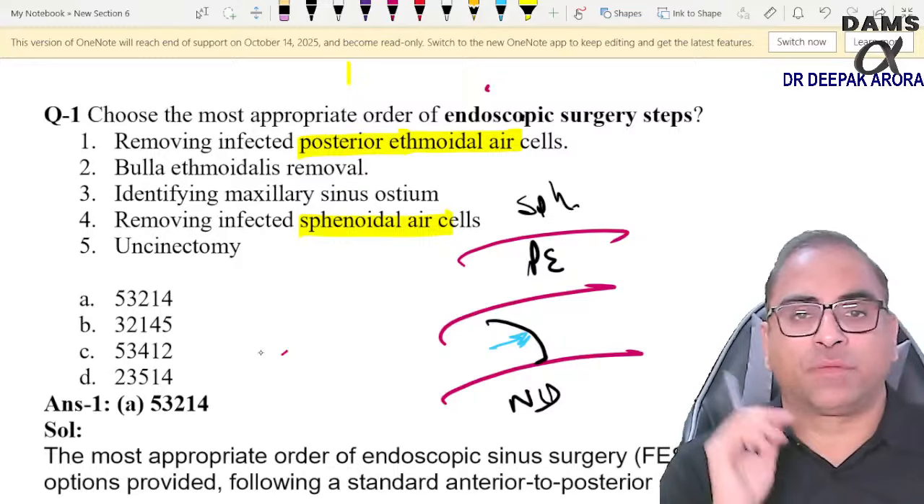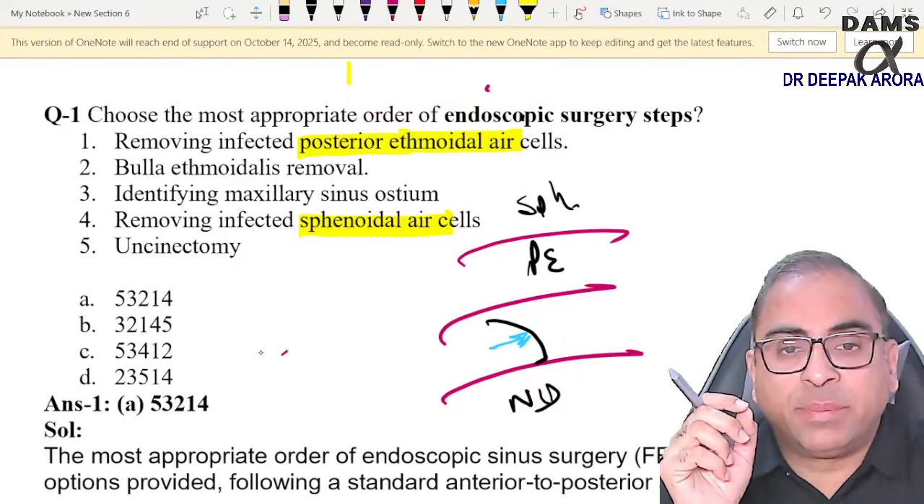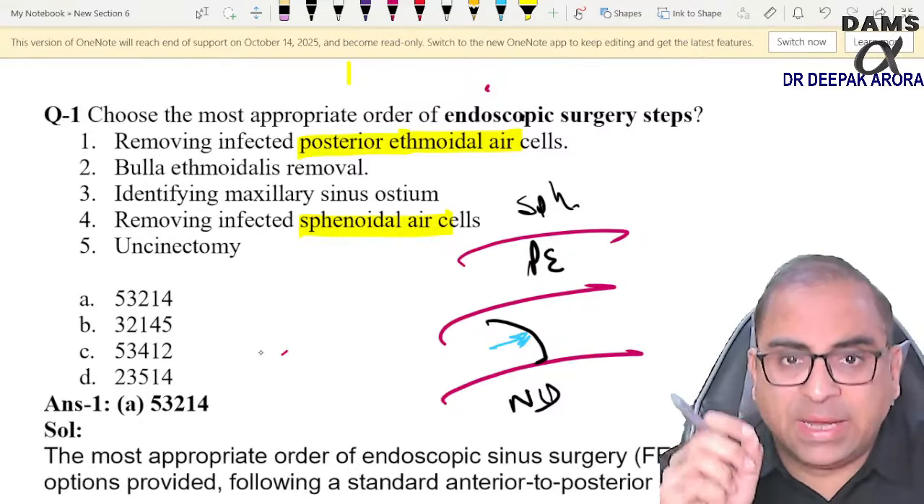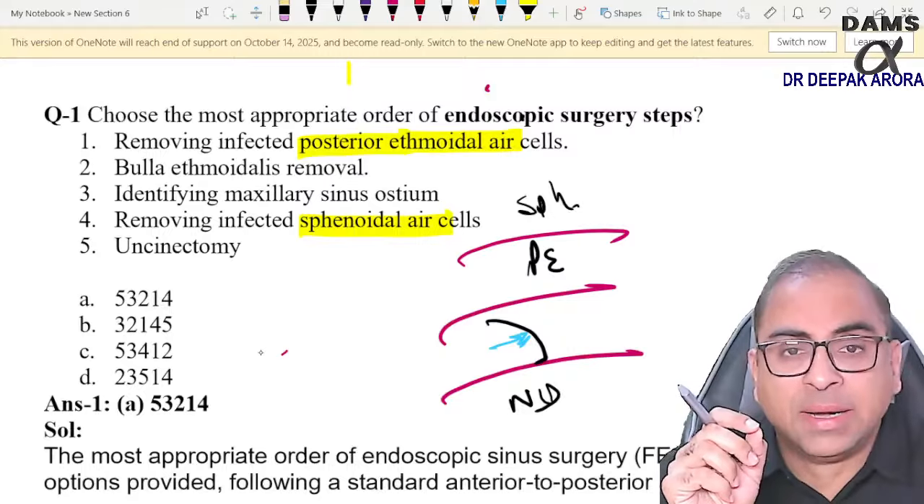Even if I'm not confident of the remaining options, we can clear this. So the answer will be going in favor of option A. Option A. Is it clear? Done. So option A.